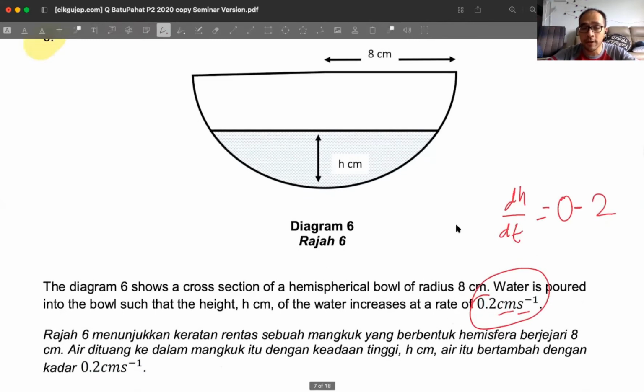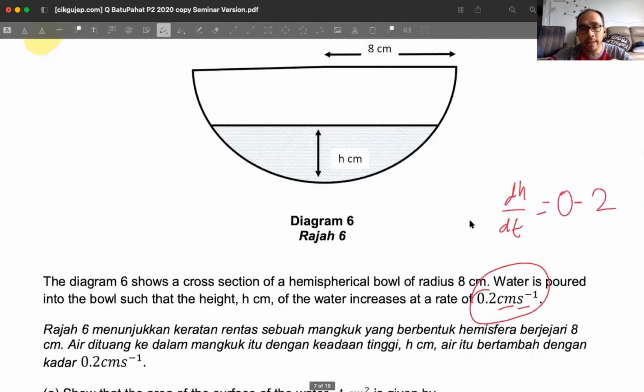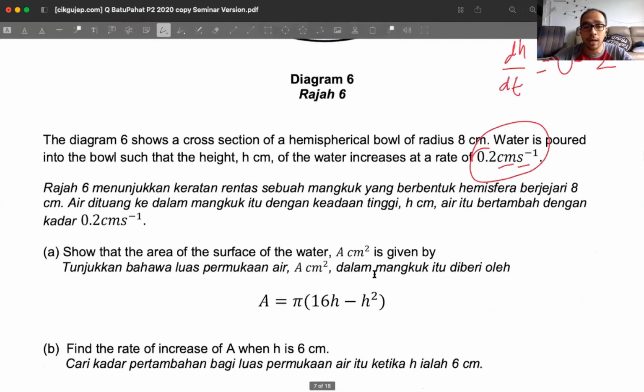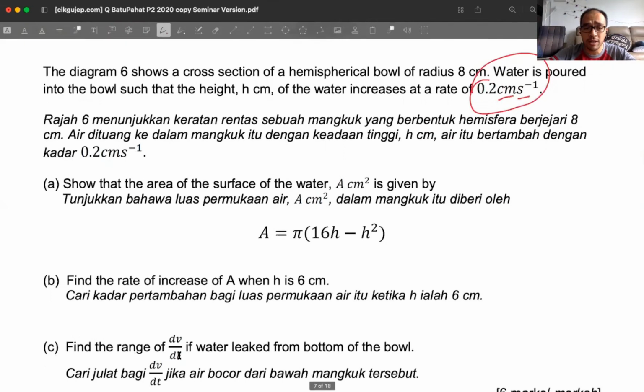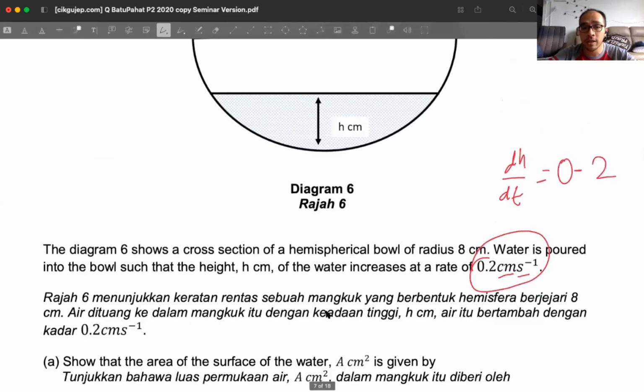If you answer differentiation questions, this comes with experience. How do you know this is dh/dt, sir? It comes with experience, because when you talk about rate of increase, and you see dV/dt as well, you kind of know that this is a differentiation question. And when h increases at the rate, that means it's dh/dt. Height divided by time is a rate, and the rate is 0.2 centimeters per second.